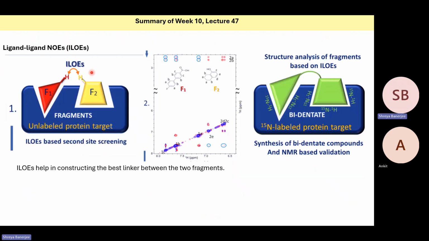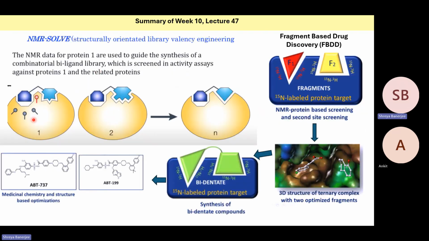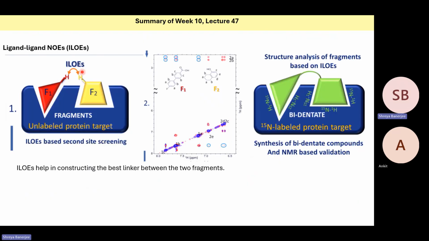In order to find out what this linker should be, one strategy we have already discussed is radiolabeling the amino acids in the section between the two sites, so that based on the orientation of these amino acids, a linker can be designed. Another strategy is using ligand-ligand NOEs or intra-ligand NOEs known as ILOEs. Suppose you have a hydrogen on fragment 1 and a hydrogen on fragment 2. The NOE between these two hydrogens, which are known as ILOEs, you can see them here.